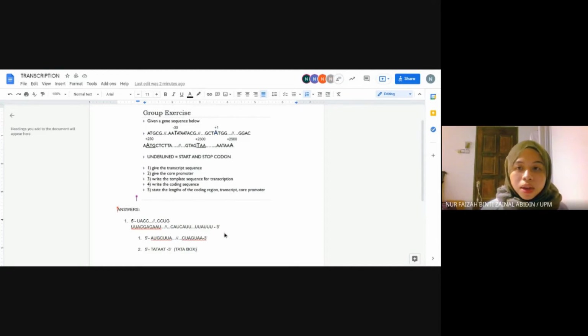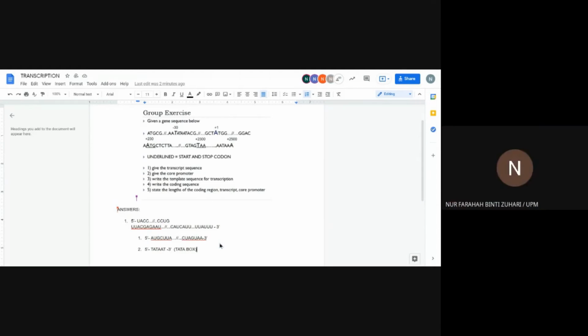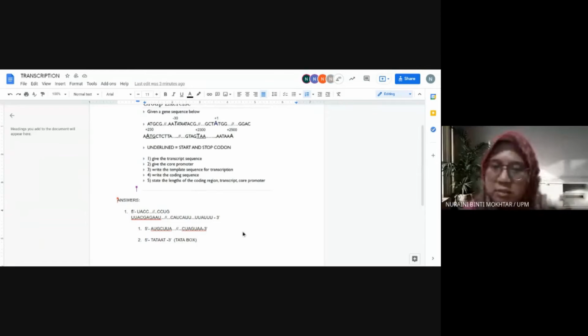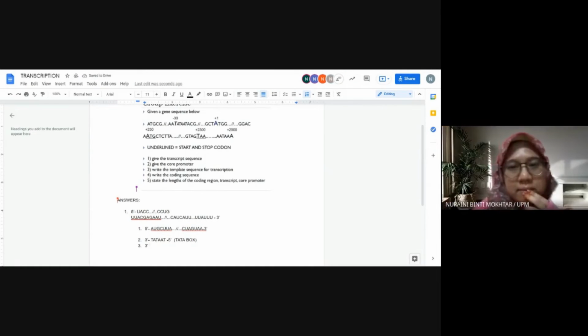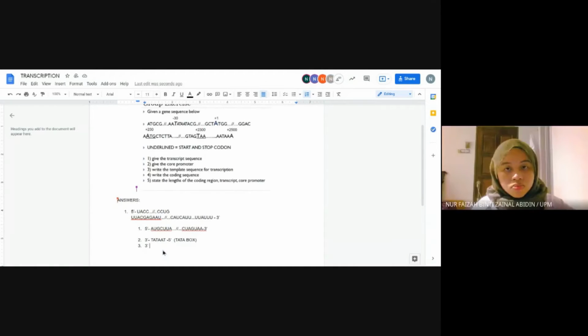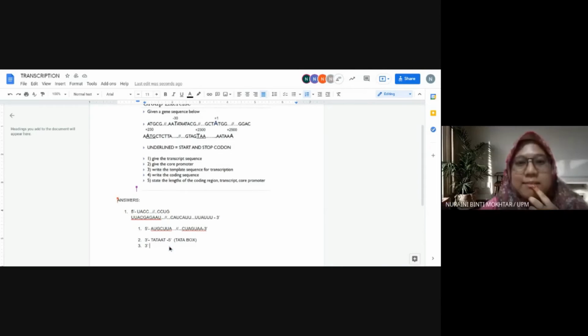Do you guys agree with me? Yes, I agree with you. For number 3, it is +1. Yes. Can I ask a question? What is the function of the start and stop codon in the transcription? I think maybe it's for the use of the translation later, maybe. Okay.